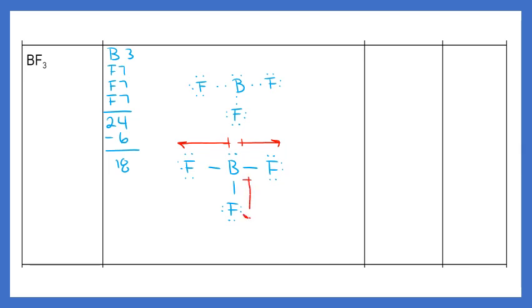However, this fluorine does not get canceled out, which makes this shape polar. This is a difference of 4 minus 2, which equals 2. So we have the forces of the 2's pulling on that boron right and left, and then that 2 pulling down, which does not get canceled, which makes the shape polar. This shape is called trigonal planar.